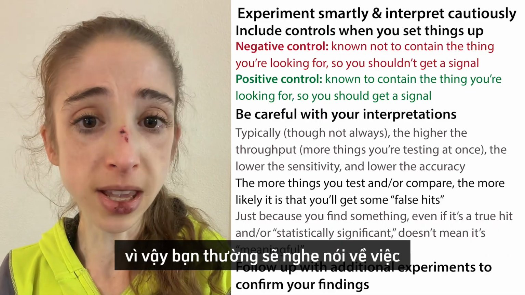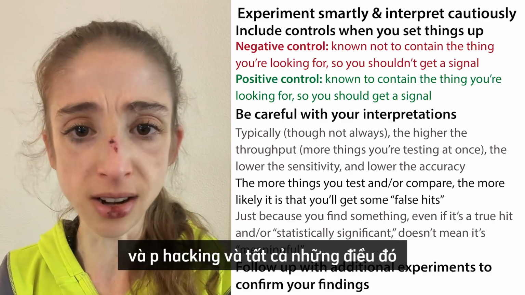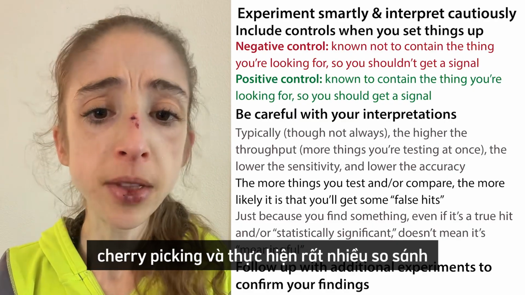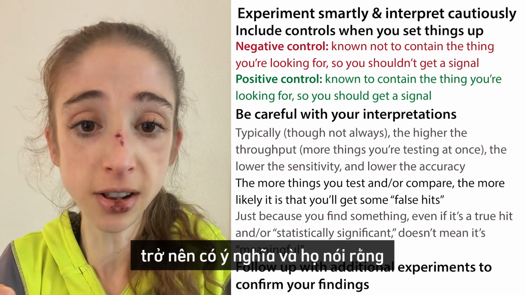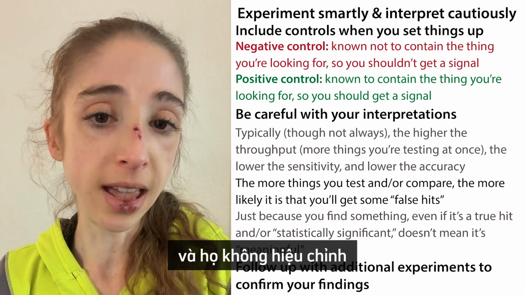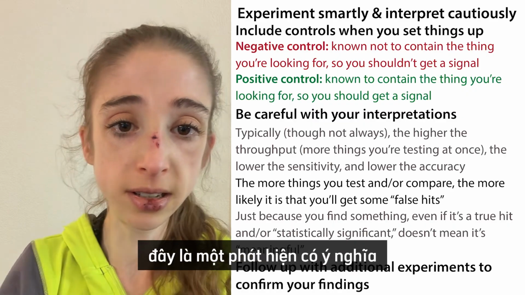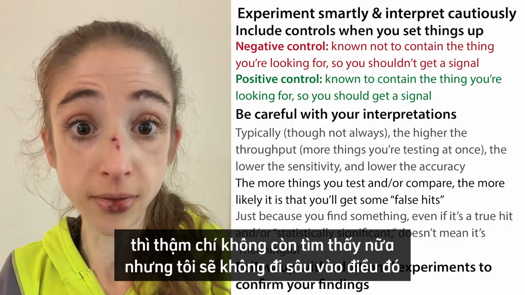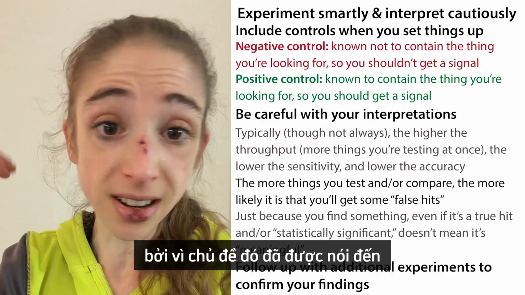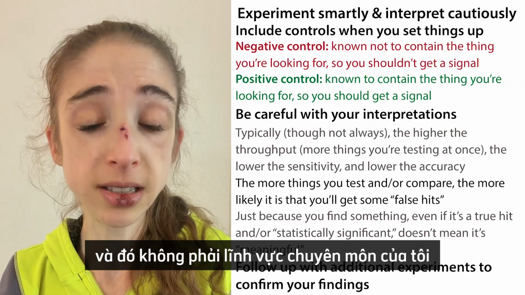And so often you're going to be hearing about people trying to hack the statistics and p-hacking and all of these things, cherry picking, doing tons and tons of comparisons, and then some of these are just by chance going to be significant, and they're like, oh, we found this finding. And they're not correcting for the fact that they did tons and tons of experiments. And then you just hear, oh, this is a significant finding, and it's not really significant. And then they do it again, and it's not even found. But I'm not going to go into that because that's gone into all over the place, and that's not my area of expertise.